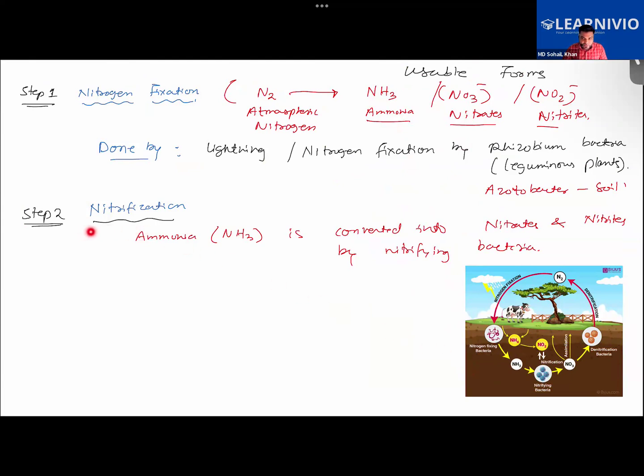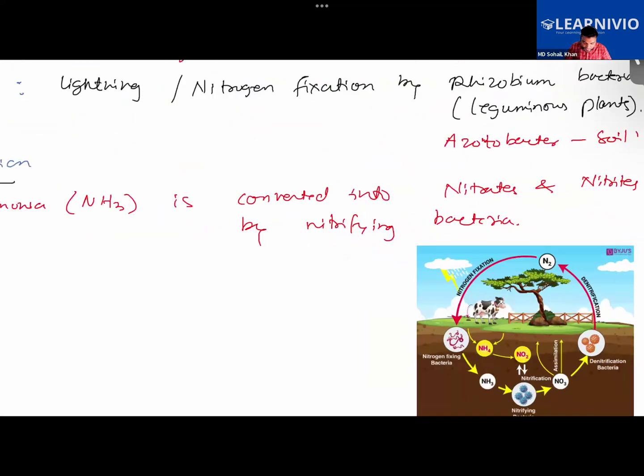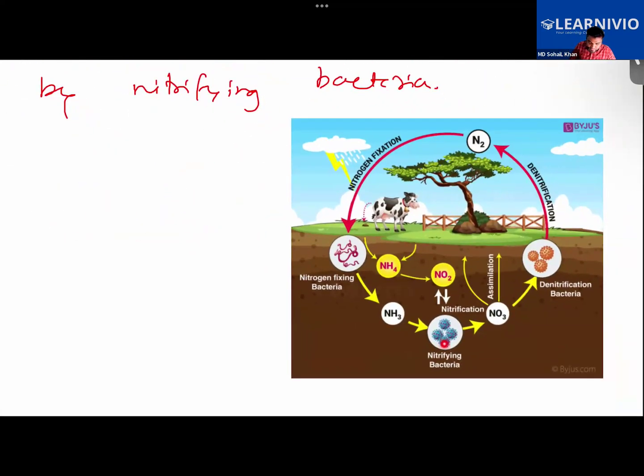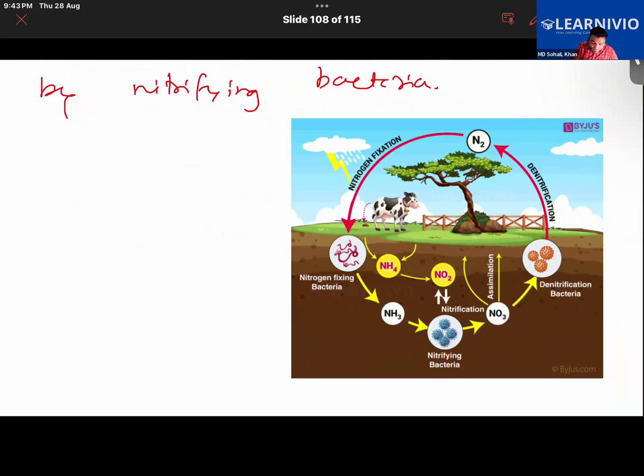Second step is nitrification. So in the case of nitrification, what is happening? You guys pay attention over here. Look at these nitrifying bacteria. What are these nitrifying bacteria doing? They are converting ammonia. This is the chemical formula of ammonia, by the way, that is NH3. So nitrifying bacteria are converting ammonia into nitrates and nitrites. Getting it, everyone? Look at the arrows.